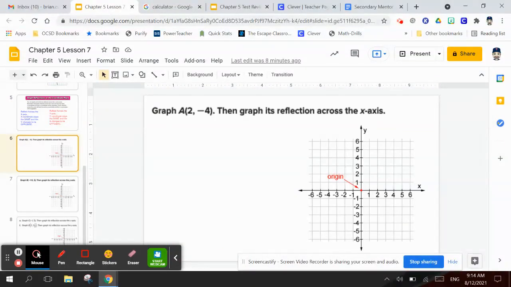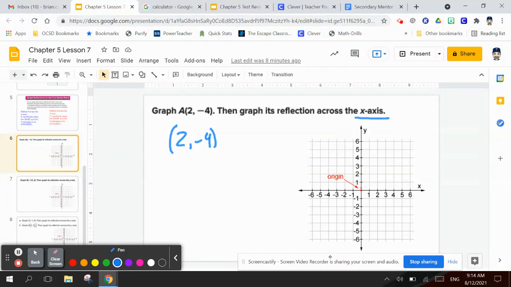So here we have: graph A at (2, -4), then graph its reflection across the x-axis. So we're going to graph that first. We start at the origin. I go over to 2, that's my x. And -4 is down below, so I go down 1, 2, 3, 4. I put my point, and there is A.